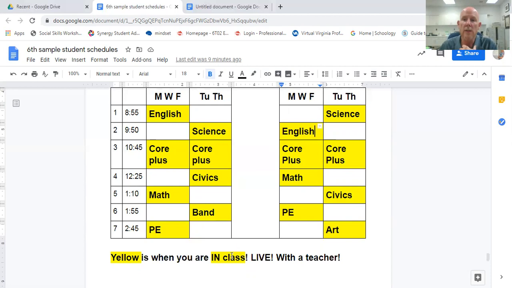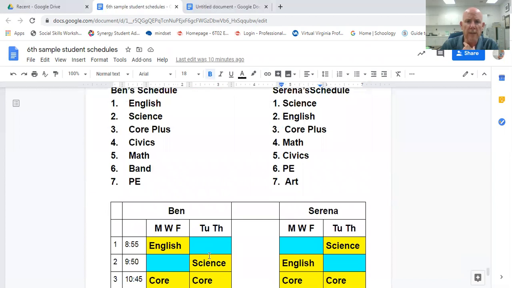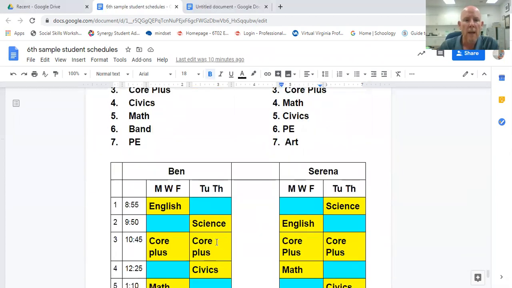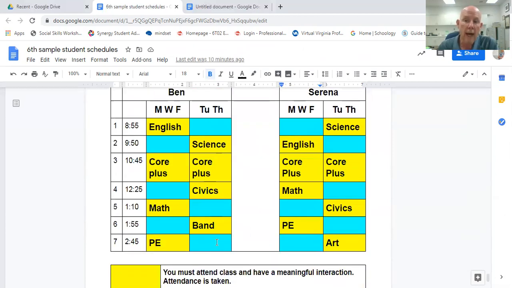The blue periods are when you are sort of on your own working, doing homework and so on. Which, of course, homework has always been part of school. So let's move on and take a little look at that. There's those kids with those same schedules again, those two kids, Ben and Serena. And we filled in that blue space because we're not doing anything, Hawks. We're doing things on our own.